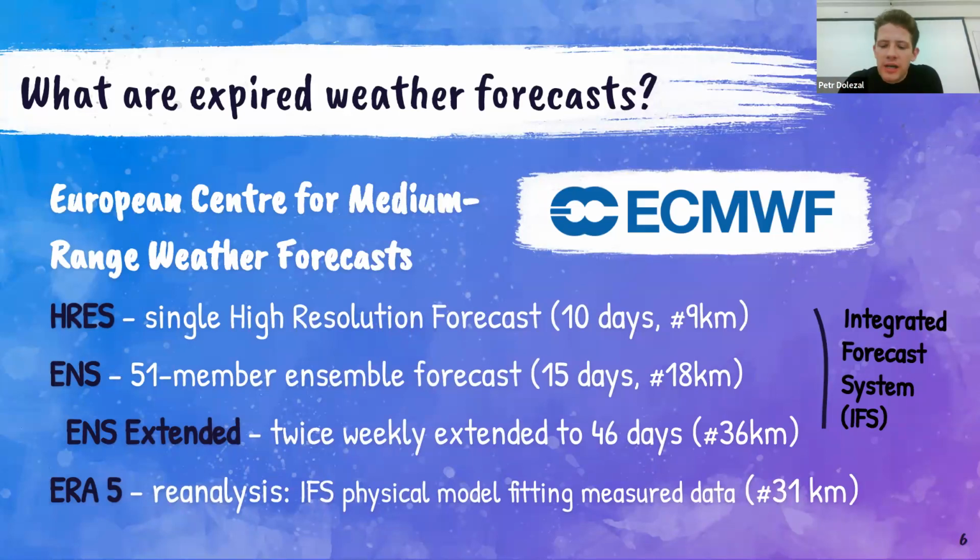Now, expired means that you've predicted the weather in the past using this ensemble model, but since then you've measured it and something happened, so the forecast is expired. And specifically, I'll focus on the ES Extended, which is a 7-week forecast at a coarse resolution.